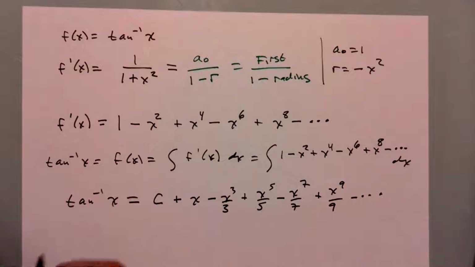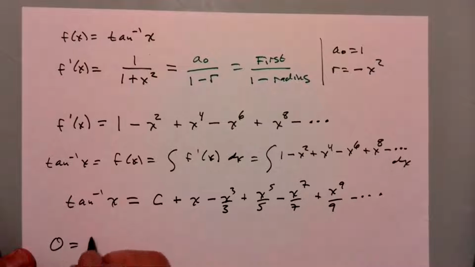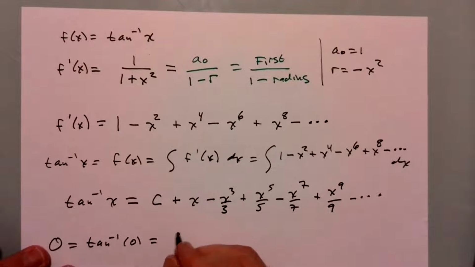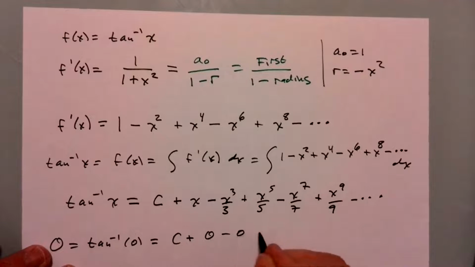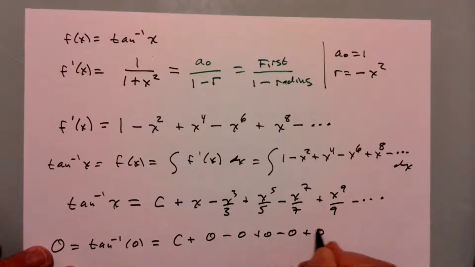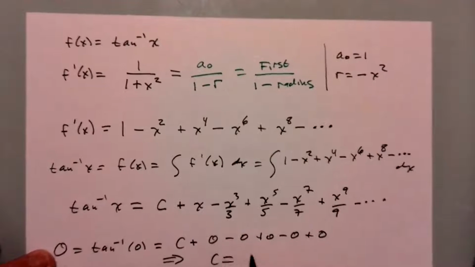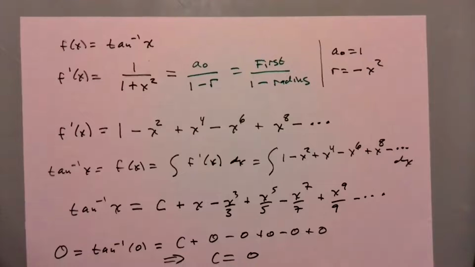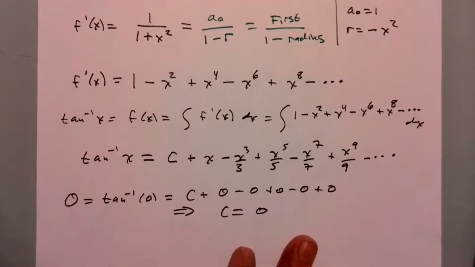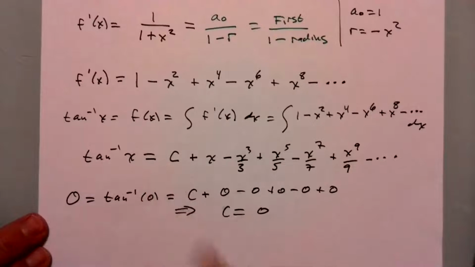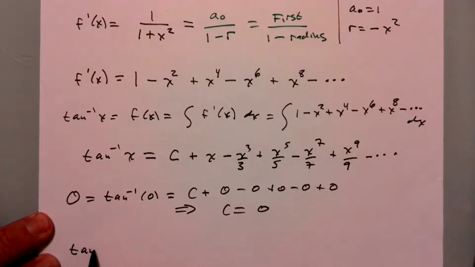Now, we know that 0 is the inverse tangent of 0. Tangent of 0 is 0. So that'll be c plus 0 minus 0 plus 0 minus 0 plus 0. So all of that tells me then that c is 0. So that gives me enough to tell you what inverse tangent of x is. That c is 0. I'm able to ignore that successfully.